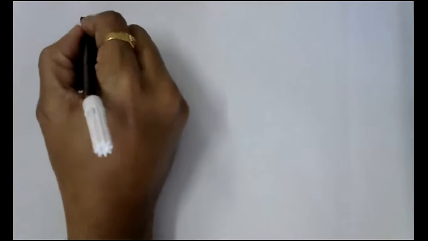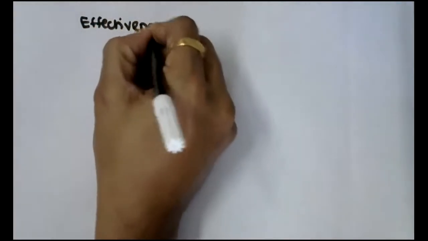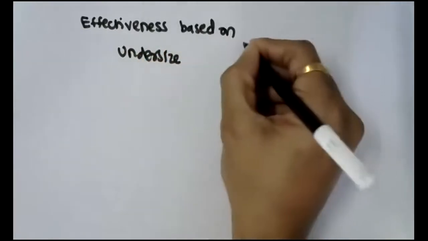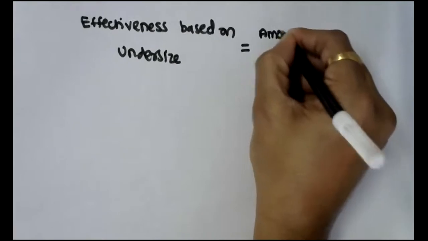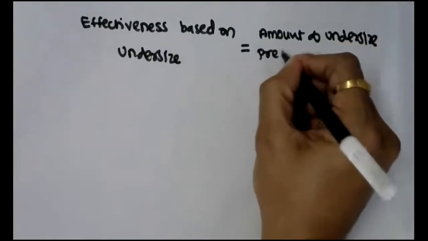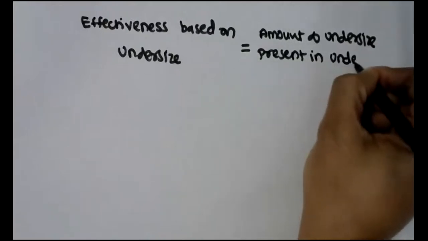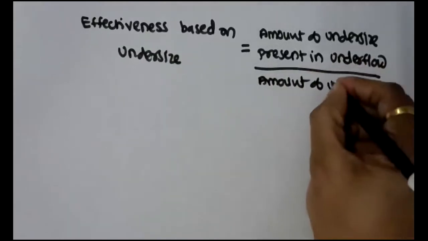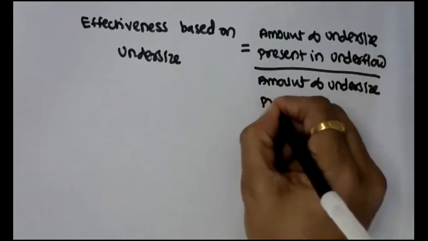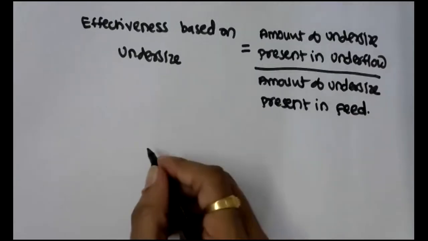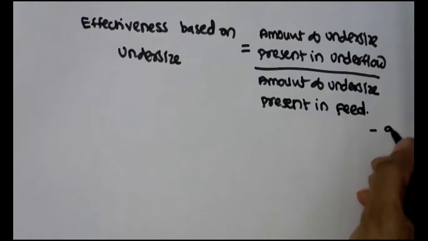Now we will calculate effectiveness based on undersize. Effectiveness based on undersize is equal to the amount of undersize present in underflow divided by the amount of undersize present in feed. Say this is equation number 9.